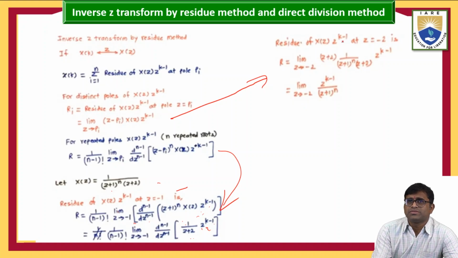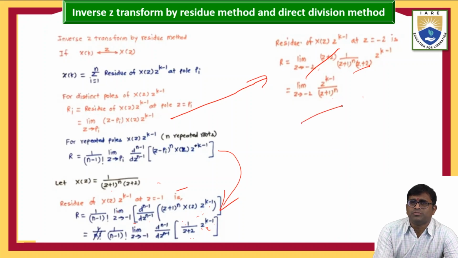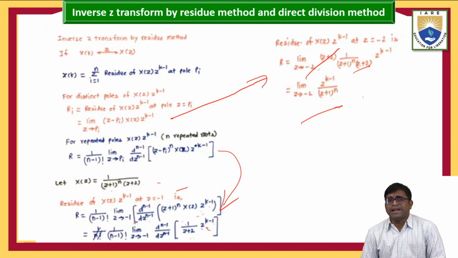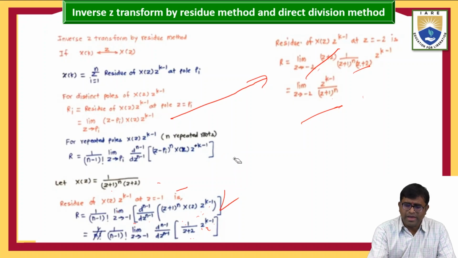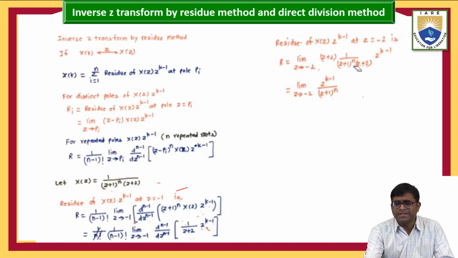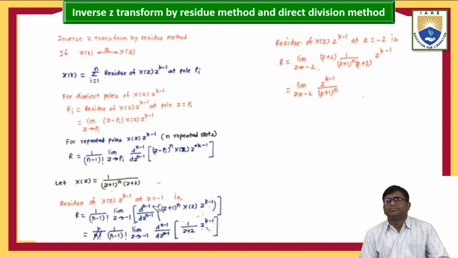This z plus 2 is cancelled and this z plus 2 is cancelled. So what happened? Only z power of k minus 1 by z plus 1 whole power of n remains. So it is the residue of the second part. After adding these residue values, we get the inverse Z transform. This is the way of applying the residue method for the Z transform.